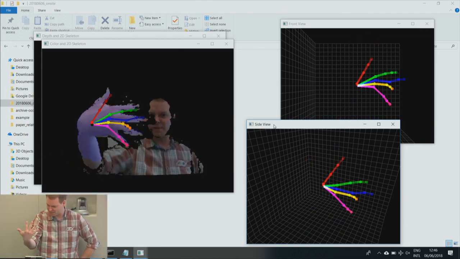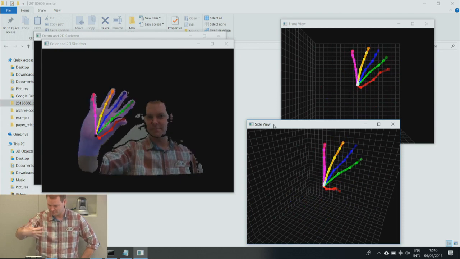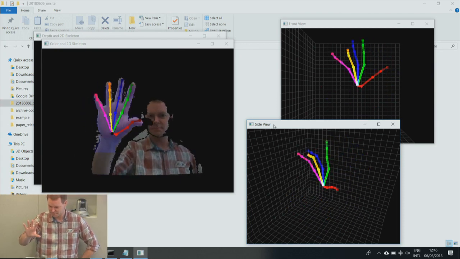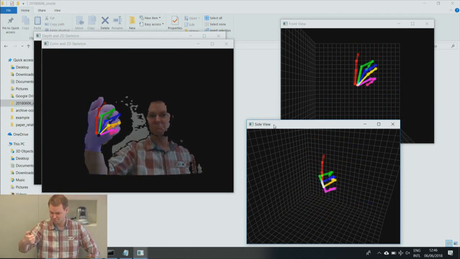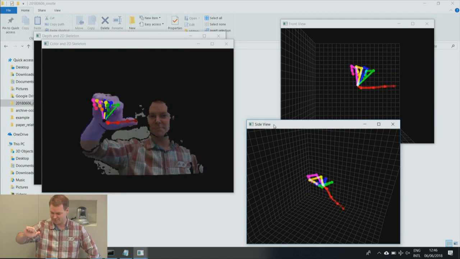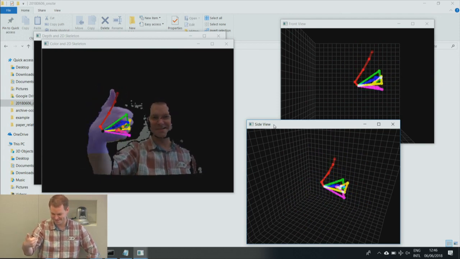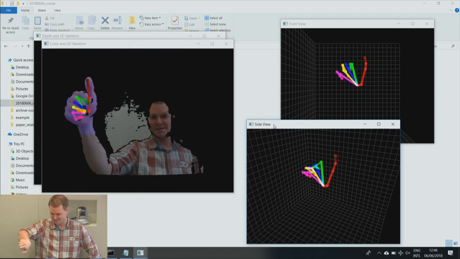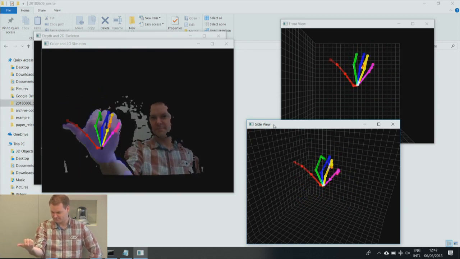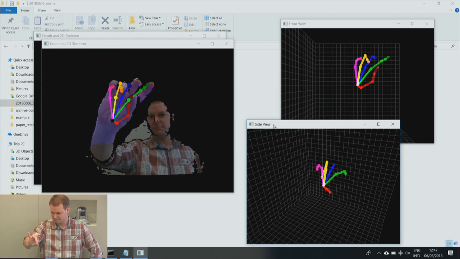Is there any tracking in this, or is it just... No, just the discriminative part is frame-based. I haven't broken it yet. Yeah. That's good. It's about 25 to 30 frames per second.